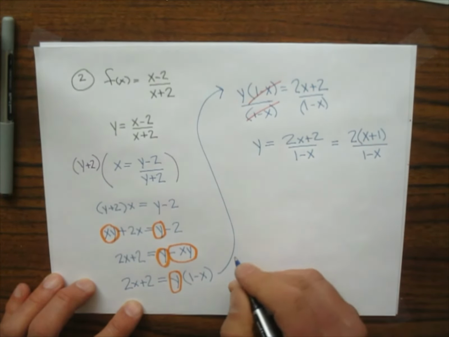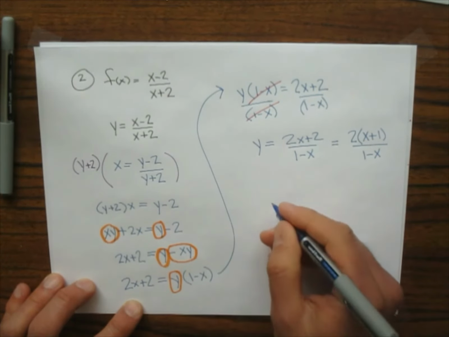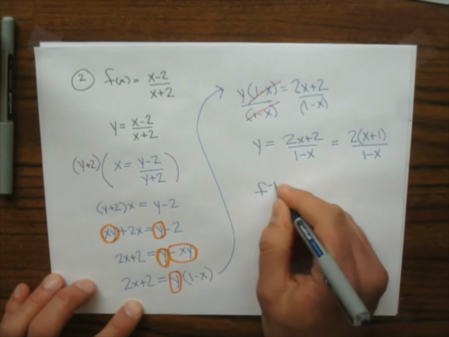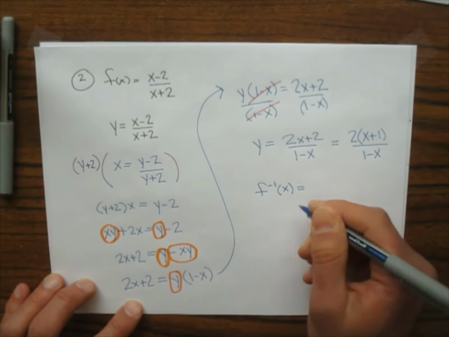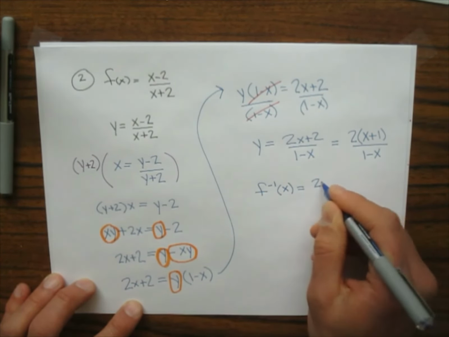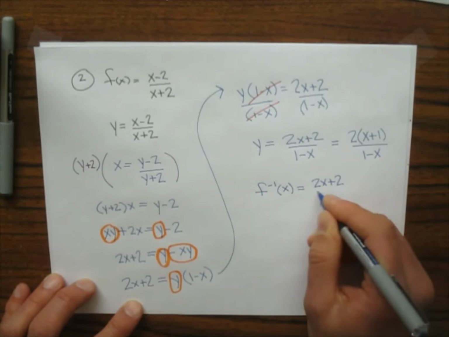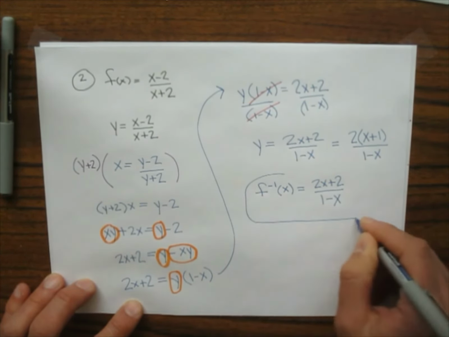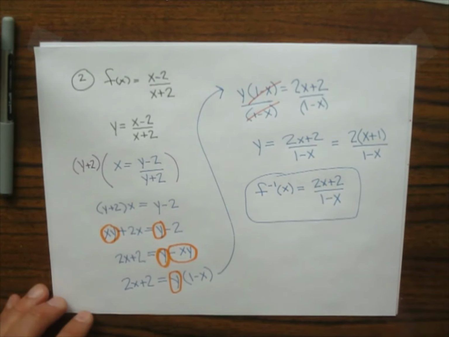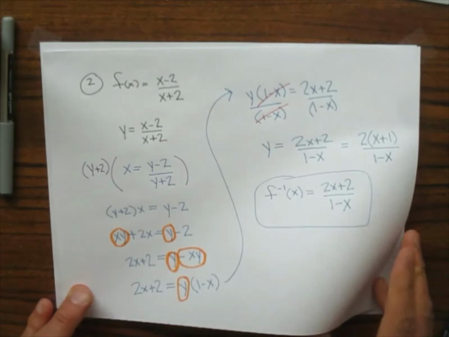That y is f inverse, that's step 4, replace y with f inverse. And then we have 2x plus 2 all over 1 minus x. And there's your decryption machine right there. There's your inverse function. So let's go ahead and do the last problem that we'll cover from 5.2.